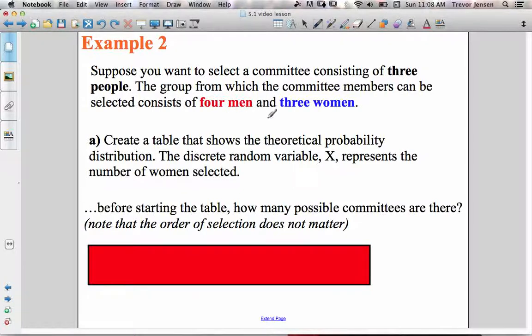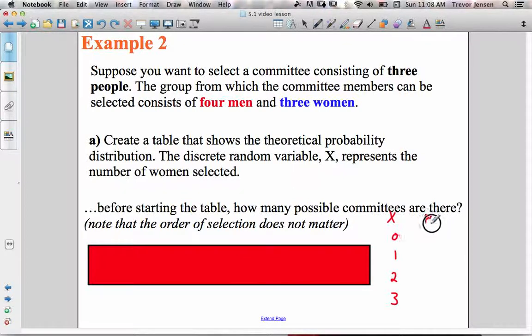Create a table that shows the theoretical probability distribution where the discrete random variable x represents the number of women on the committee. So before starting the table, how many possible committees are there? The reason why we're going to do this, because if you think about it, in our probability distribution X represents the number of women selected. So we need to figure out what values X could take on. If our committee has 3 people, well, on the committee we could have 0, 1, 2, or 3 women on it. Those are the values X could take on.